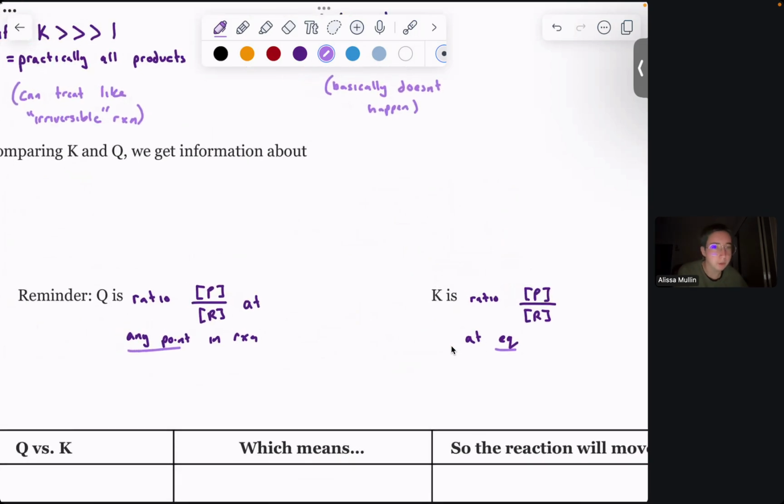If you could do this calculation at the beginning and see the ratio, or if you're given some starting materials, some reactants and some products, and you put them in a box together and do this calculation, that would be a Q value. You could see whether you're at this side of the reaction or that side of the reaction, and we can compare that to where equilibrium actually is.